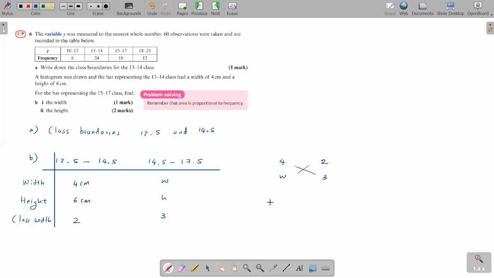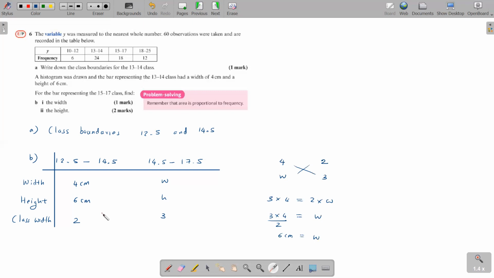So 3 times 4 equals 2 times W, which gives me W equals 3 times 4 over 2. So W is 6 centimeters. So width is 6 centimeters. Can you guys see? This is how you get it: the centimeter width is proportional to the class width. Okay, that's done.